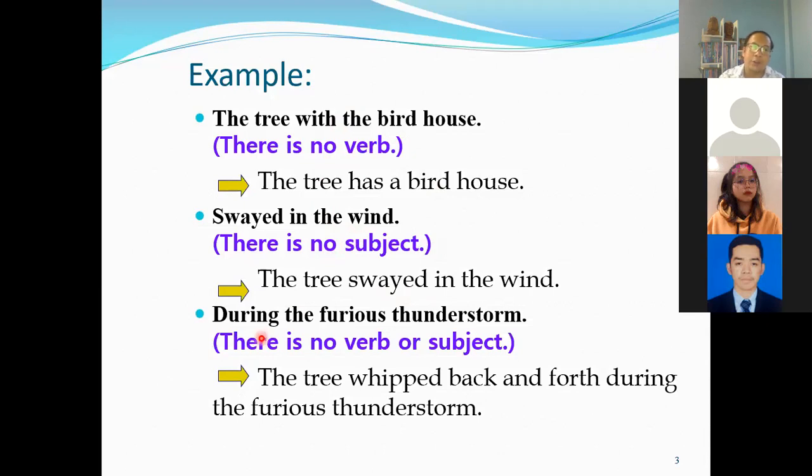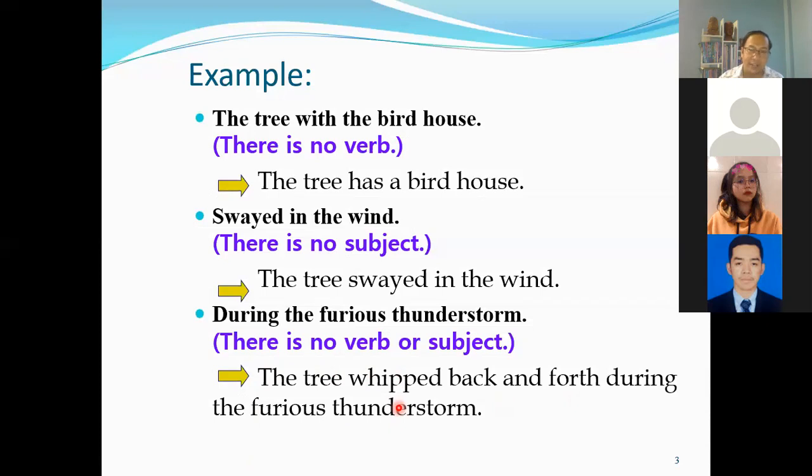Another one can be the phrase that has no subject, no verb. We have only a phrase at the end, for example: during the furious thunderstorm. So we have no subject, we have no verb here, only the prepositional phrase. So this is also called a fragment as well. We can add subject and verb, right? The tree whip back and forth during the furious thunderstorm. Okay, so this is about what we call a fragment, and we can correct it.